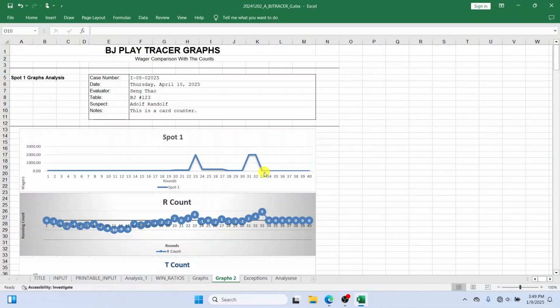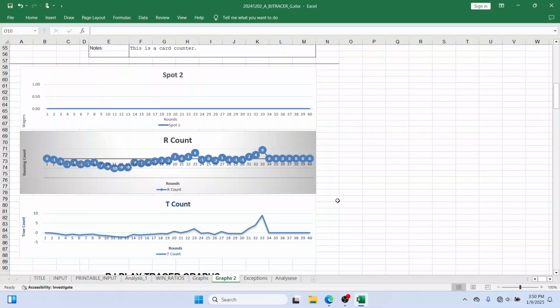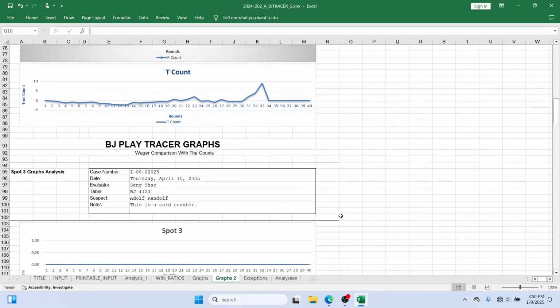Okay, 33 round they dropped their wager back down, but the flow of the betting looks very similar to the flow of the count. Okay, it's a great indicator that this person is tracking the count, or they're using a count system. Okay, round 2, spot 2 and spot 3, flat line across, no wager.